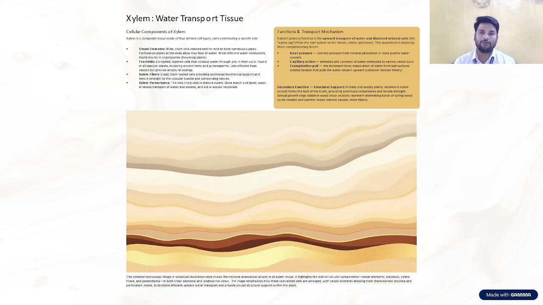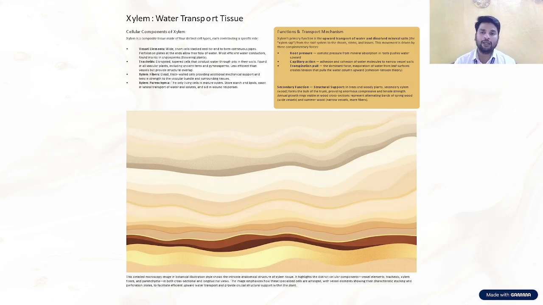Xylem elements, first, sorry, vessel elements. Vessels are wide, short cells stacked into each other to form a continuous pipe. Perforation plates at the ends allow free flow of water. They are the most efficient water conductors and are found mainly in angiosperms, that is flowering plants. Tracheids are elongated, tapered cells that conduct water through the pits in their walls, found in all vascular plants including ancient ferns and gymnosperms. Less efficient than vessels but they provide structural support.